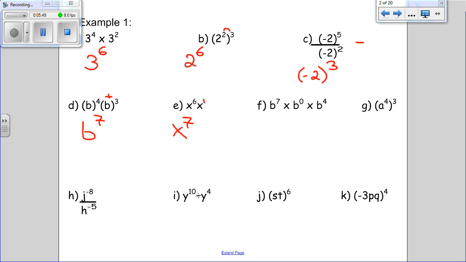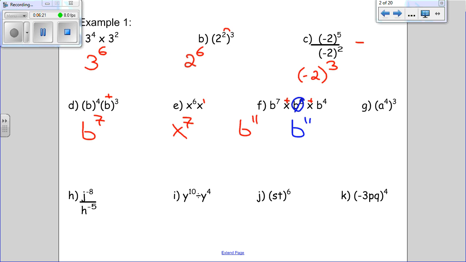F. There's 2 ways you could do f. This is multiplication of 3 things. So you can add all the exponents, which would be b to the power of 11. Or you can understand that b to the power of 0 is just equal to 1, so it basically goes away. And then you could add b to the 7 and b to the 4, to get b to the 11. And it would still be times 1, but we just don't write times 1, right? It just makes that power 1.